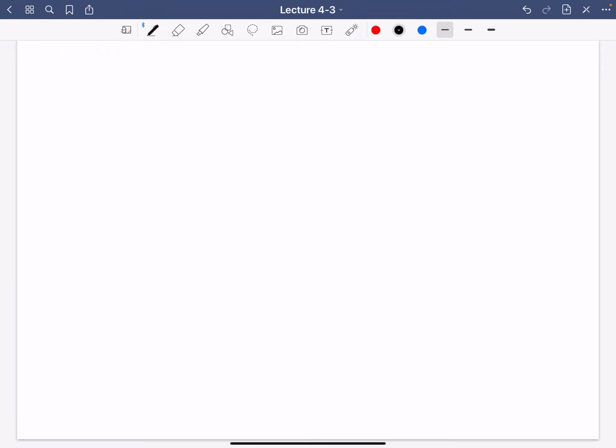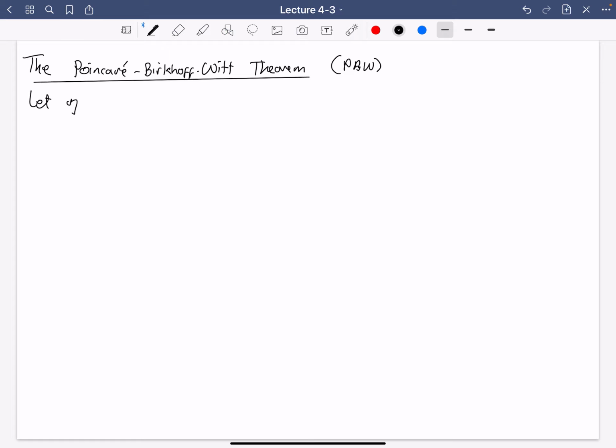We're talking about universal enveloping algebras of Lie algebras at the moment. Actually, I want to start off today with an important theorem, the Poincaré-Birkhoff-Witt theorem. That's a bit of a mouthful, PBW for short. This is totally general. G is any Lie algebra, and U of G is its universal enveloping algebra.